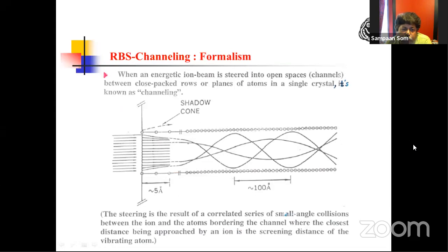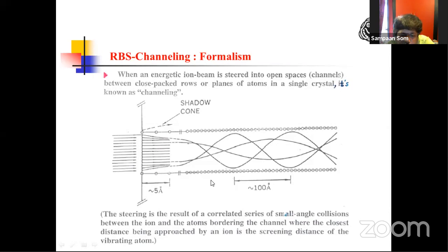Now you can think of it this way: when an energetic ion beam is steered into open spaces, the channels between close-packed rows or planes of atoms in a single crystal, that is called channeling. The steering is the result of a correlated series of small angle collisions. You can imagine that the surface atoms form a cone, known as a shadow cone. The surface atoms create a shadow cone.